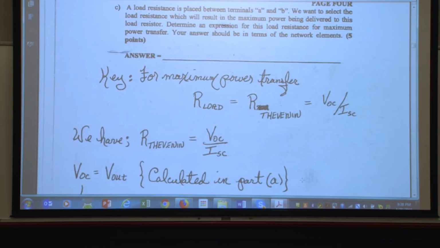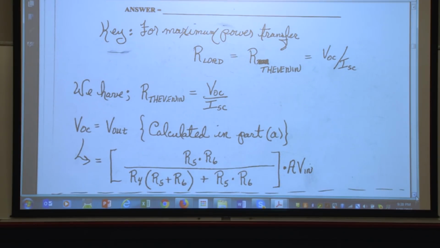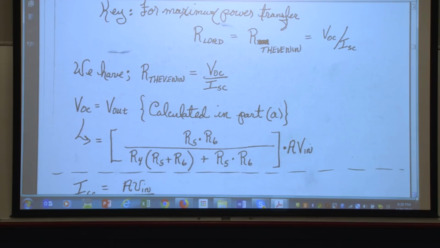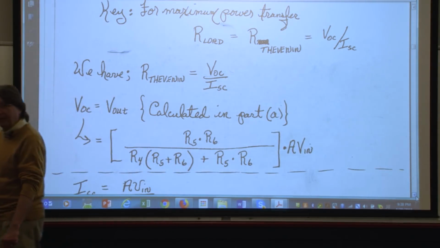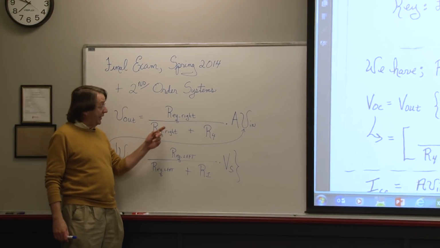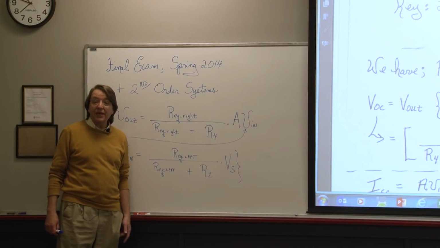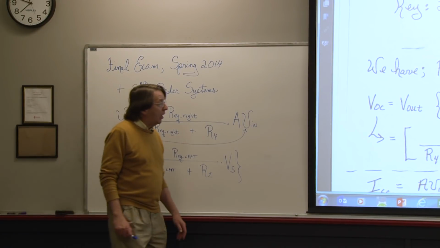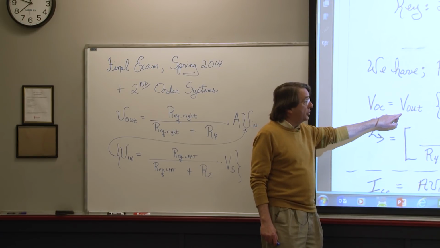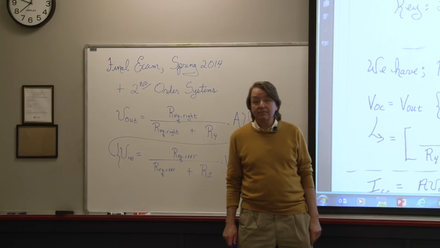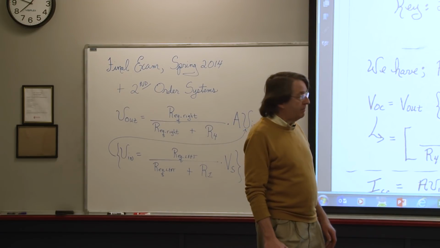So I say, okay, I now know that what I need to get is V open circuit divided by I short circuit. Now, V out, oh, wait a minute. That's what we have right over here on the board. This is V out over here. V out is REQ right over REQ right plus R4 times AV in. So I already know what V open circuit is. V open circuit is what we called in part A, V out. Okay. So that then becomes V out.